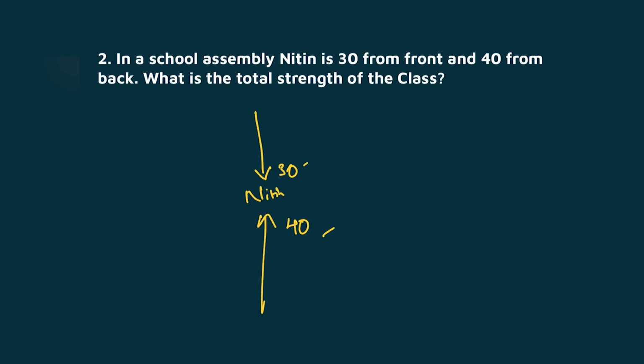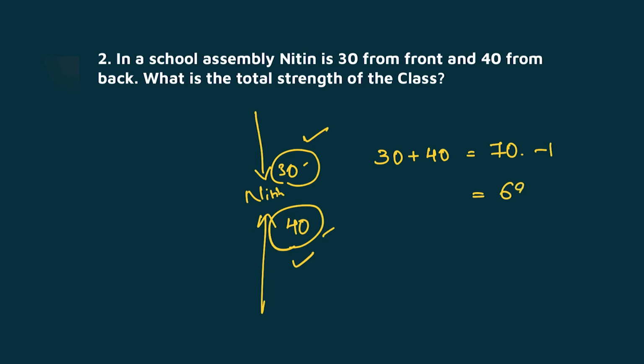Just add the front and back position of Nitin. 30 plus 40 is equal to 70. You can observe here also we are counting Nitin 2 times, on the front as well as from the back. So subtract 1, which is equal to 69. So the total strength of the assembly, or the total strength of the class, is 69.